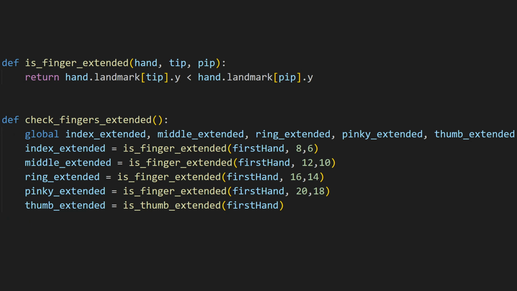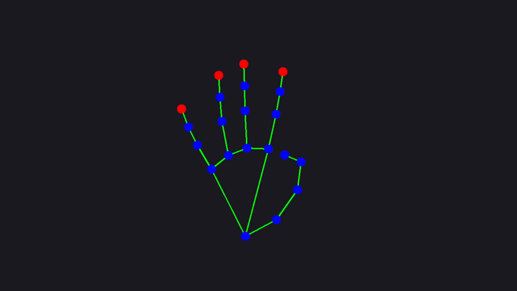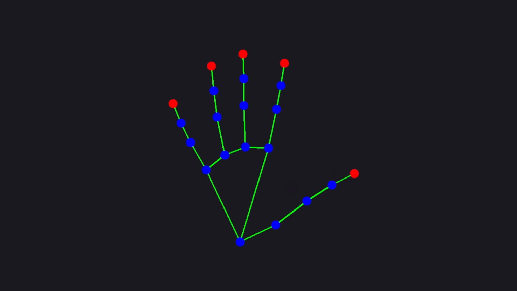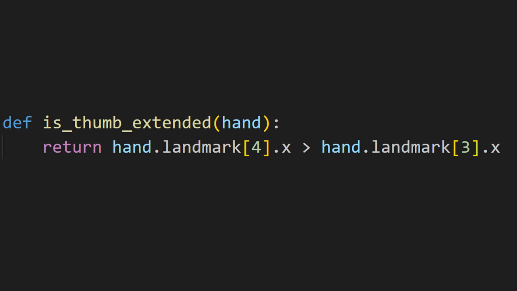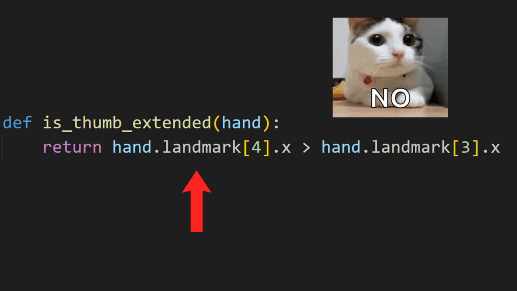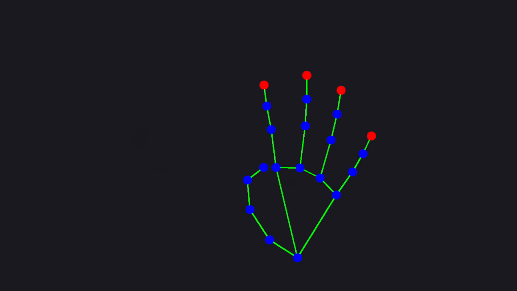Cool. For most of the fingers, this was fine, but the thumb doesn't bend in the same way. It opens more horizontally. So instead of checking the Y values of the thumb, I would have to check the X values. The only problem with this is that I can't just check if the X position of the knuckle is, say, greater than the X position of the tip, because that would be flipped if I used my right hand.